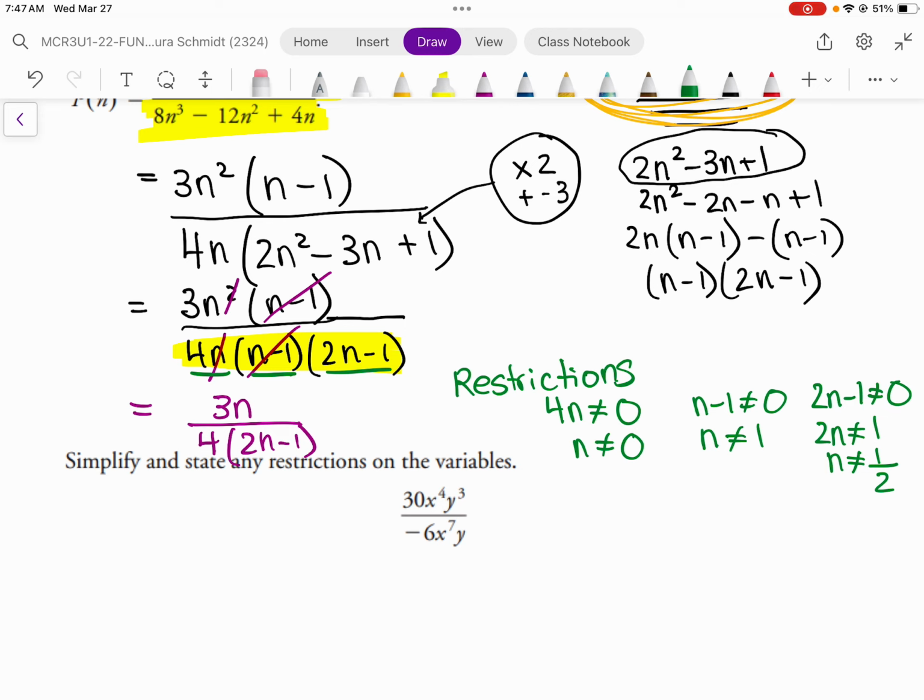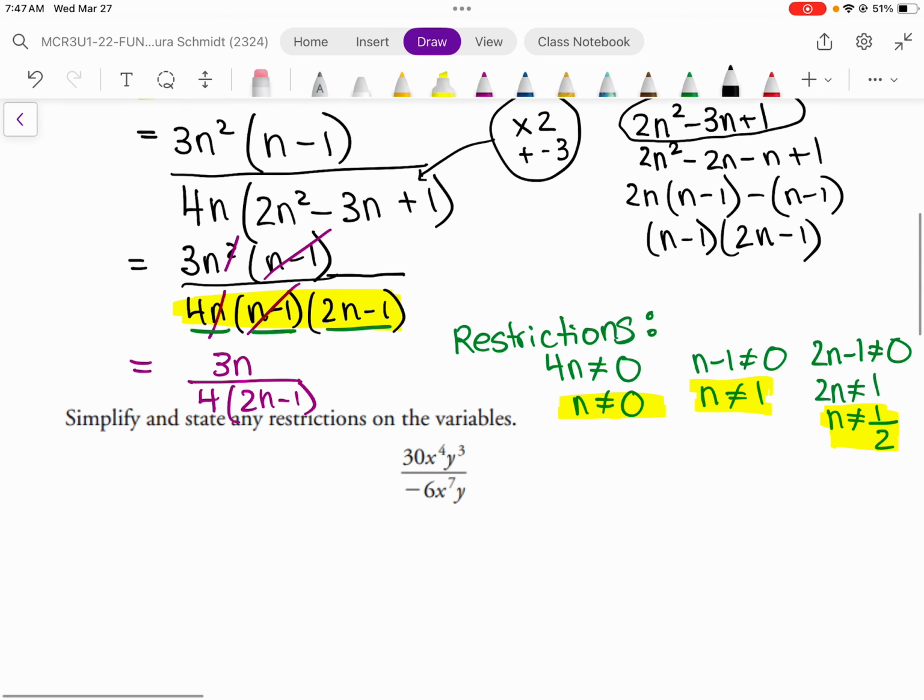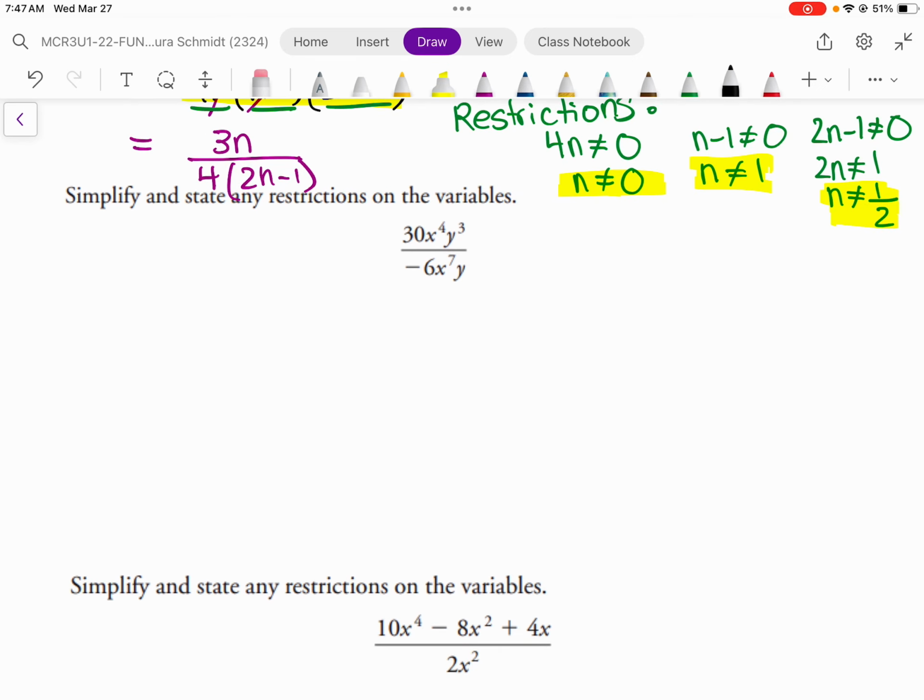It's almost like a similar skill to when you're finding the roots of something. You're just taking each bracket or each term and setting it not equal to 0. And that's your restrictions. So we actually have 3 restrictions. It can't equal 0, it can't equal 1, and it can't equal a half, because that will make the denominator 0. Let's try another one. Simplify and state any restrictions.